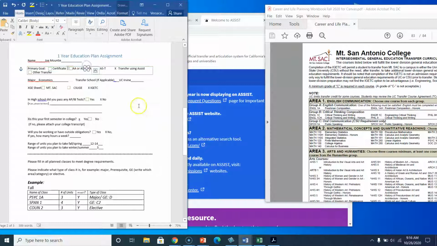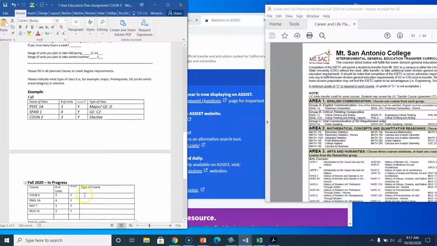Okay. So transfer using Assist, major economics, transfer school UC Irvine, GE sheet is IGETC. Did he take any AP tests? No. Is this the first semester in college? Yes. Will you be working? No. What number of units do you want to take?